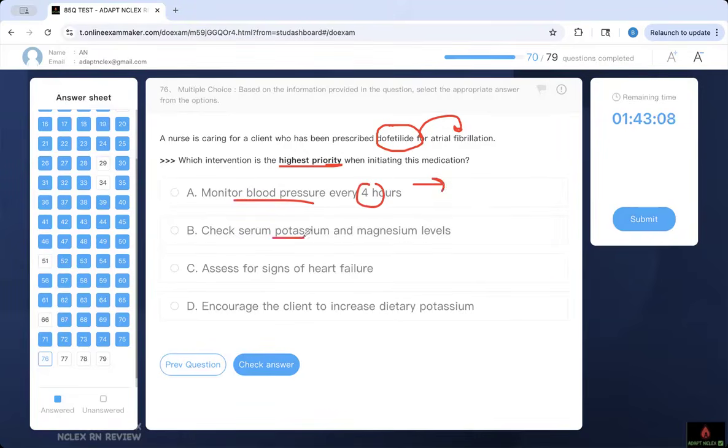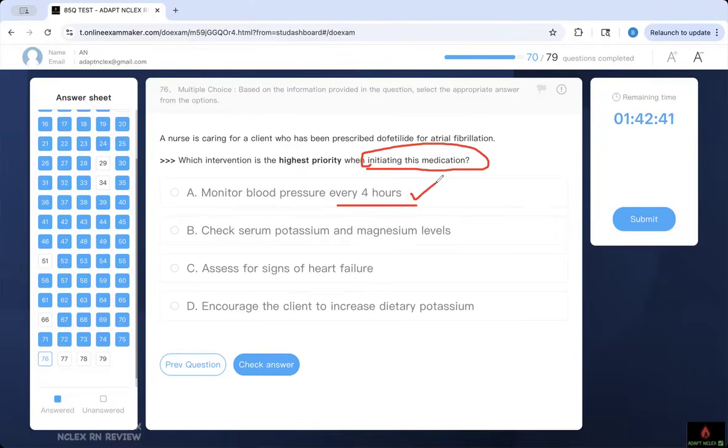They say potassium and magnesium level. I check it. Wow. And the question says highest priority when initiating. You see the keyword: initiating the medication. That means before you give the medication. This one said every 4 hours. It doesn't answer the question. You see how one word changed the question? Initiating means you do it before you give the medication. And the answer that said every 4 hours is wrong. This may be a potential.